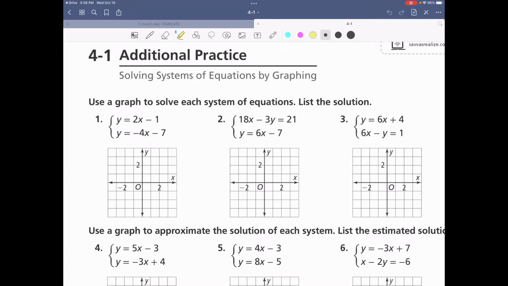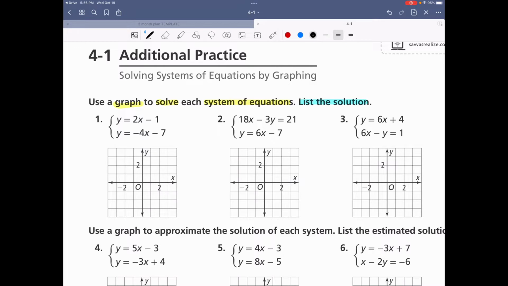So number 1 says use a graph to solve each system of equations. Then we list the solution. So there's 2 parts to this. We have to graph it, and then we have to list the solution.